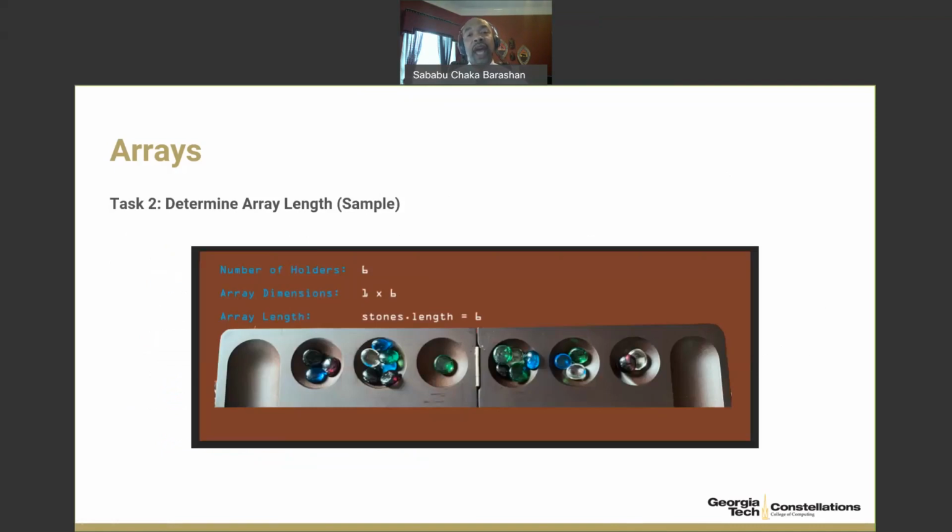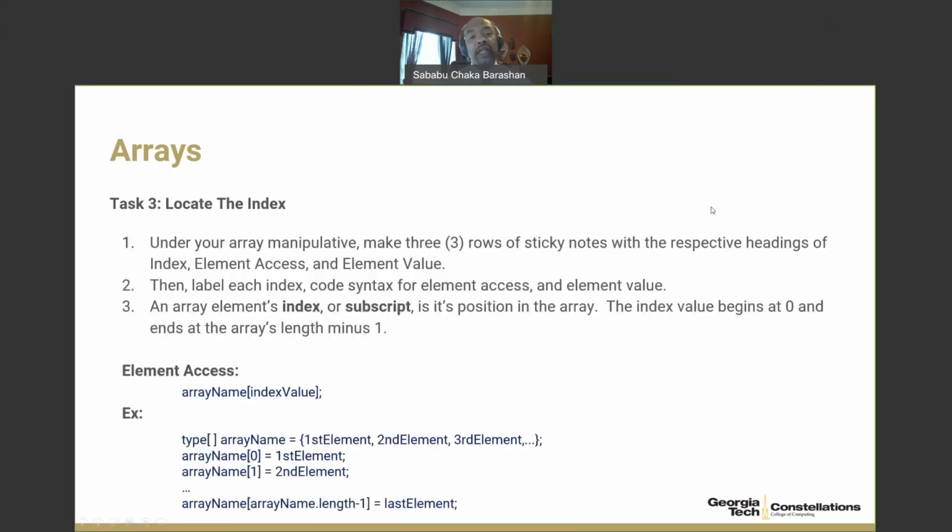And then anytime I want to access the array's length in my code, I would invoke it using the name of the array, which is stones dot length. And that will return 6 in this example.